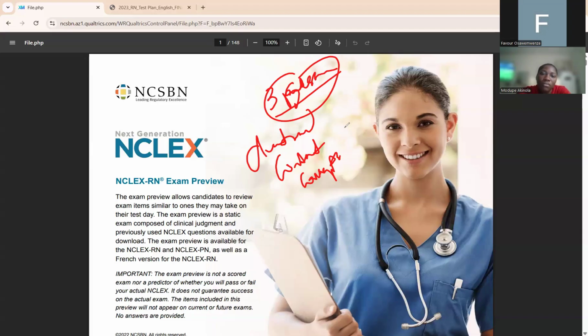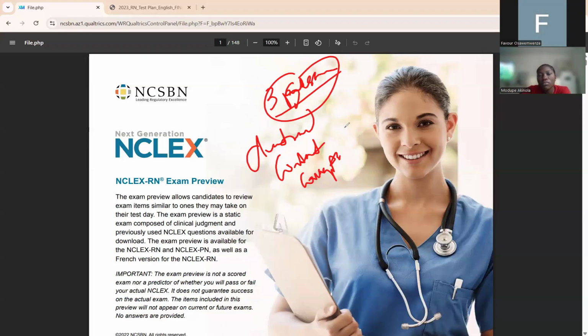The first eight sections are the eight client needs. The other part from clinical judgment downward is the Next Generation NCLEX questions related to case studies and all that. But we are talking about the eight client needs, because they still make up the clinical judgment. It's just that they are graded separately. The eight client needs start from management of care down to physiological adaptation. You saw areas you had above, below, near the passing standard.